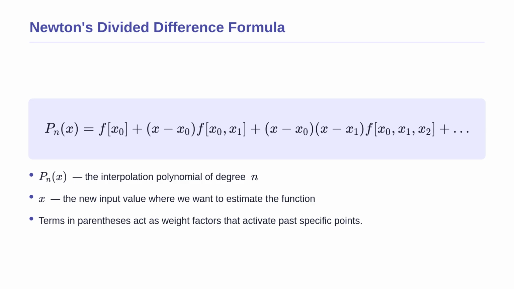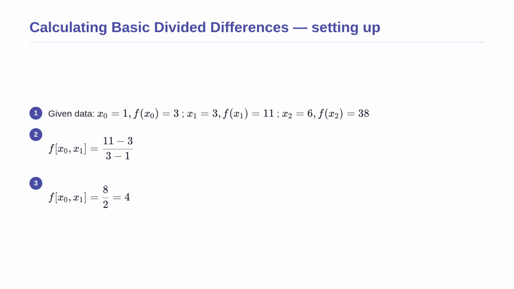The terms in parentheses are weight factors that turn on and off as x moves past the known data points. In plain English, this formula starts with a base value, adds a linear correction based on the first slope, and continues adding finer curved adjustments for every point we have. Before we build the full polynomial, let us see this with a concrete example of calculating the differences.